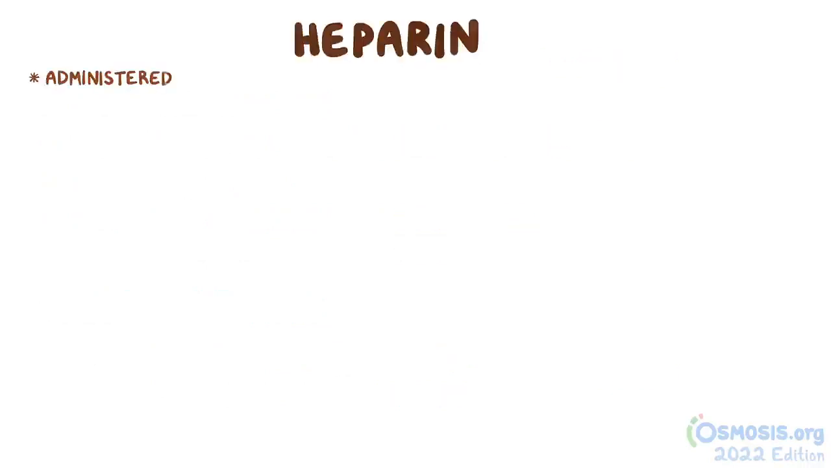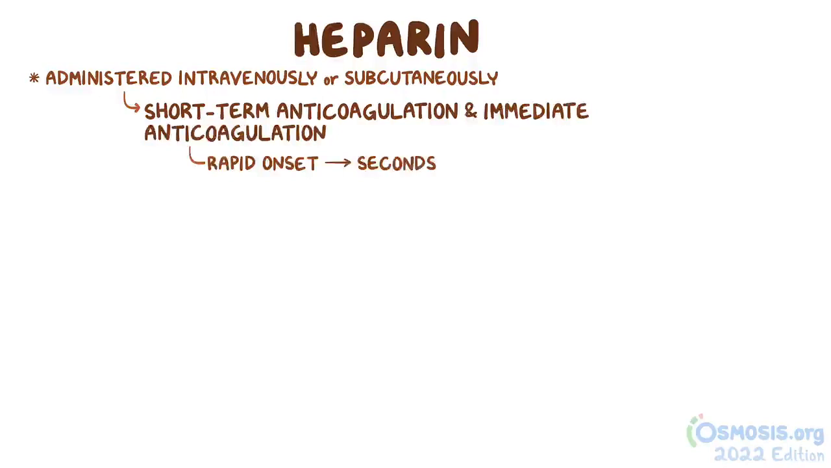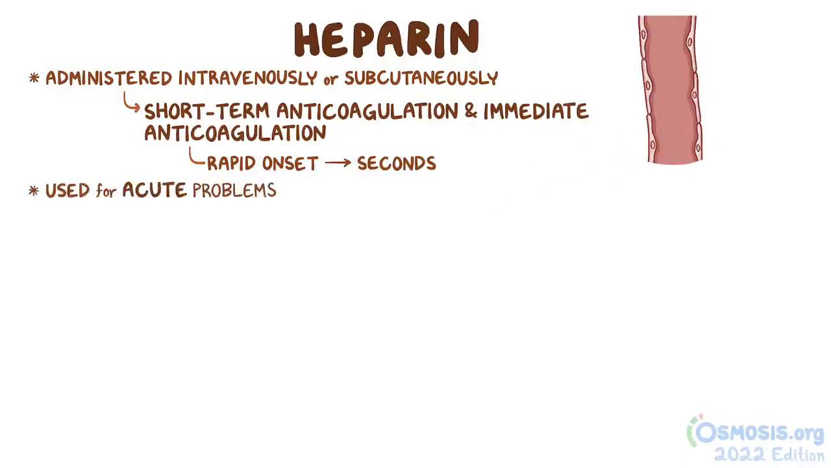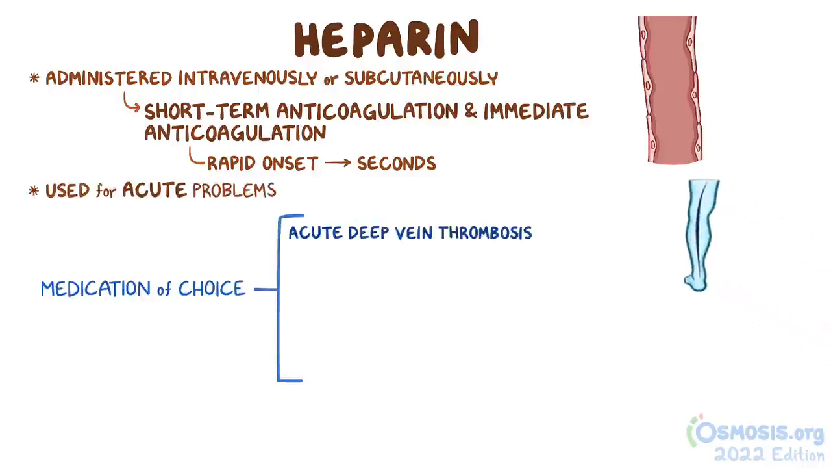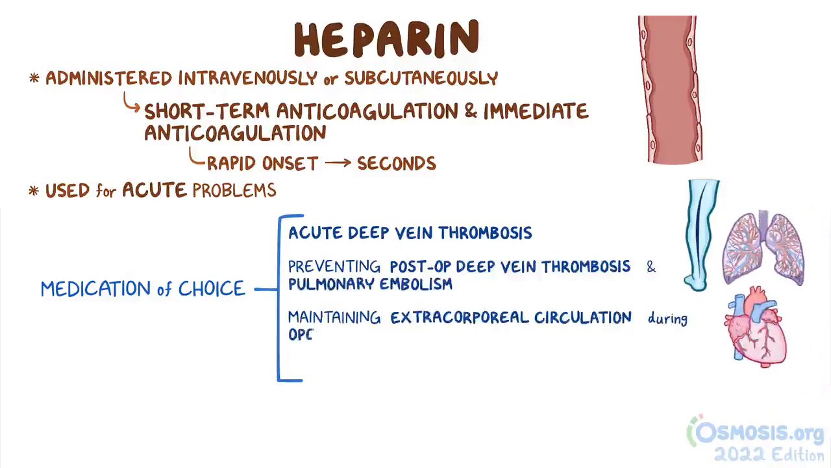Heparin is administered intravenously or subcutaneously to people for short-term anticoagulation, and immediate anticoagulation because of its rapid onset, usually within seconds, and chemical makeup. Because of its direct route into the blood and immediate anticoagulant effects, it's used for many acute problems. In fact, it's the medication of choice during an acute deep vein thrombosis, preventing post-operative deep vein thrombosis and pulmonary embolism, maintaining extracorporeal circulation during open-heart surgery, and renal hemodialysis.